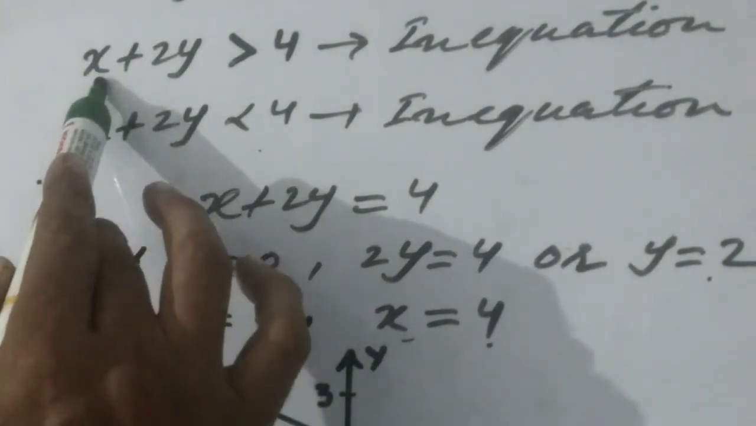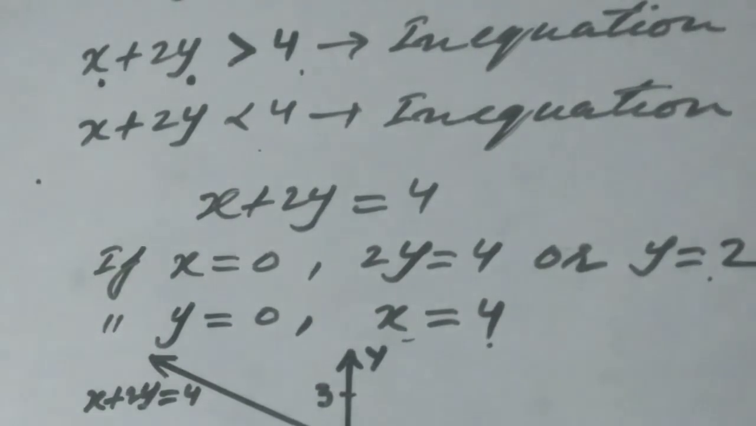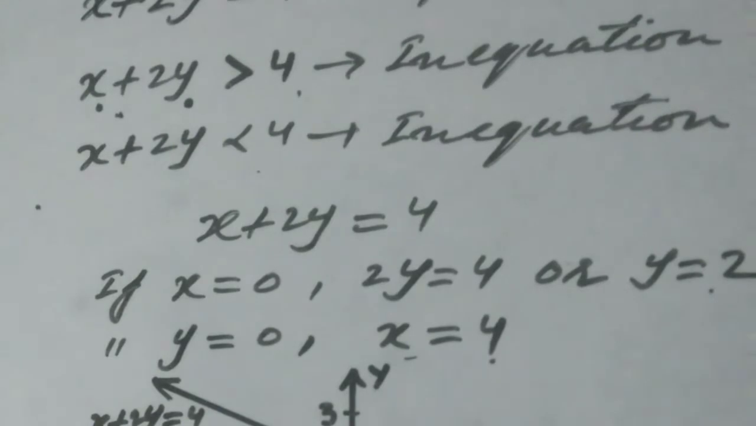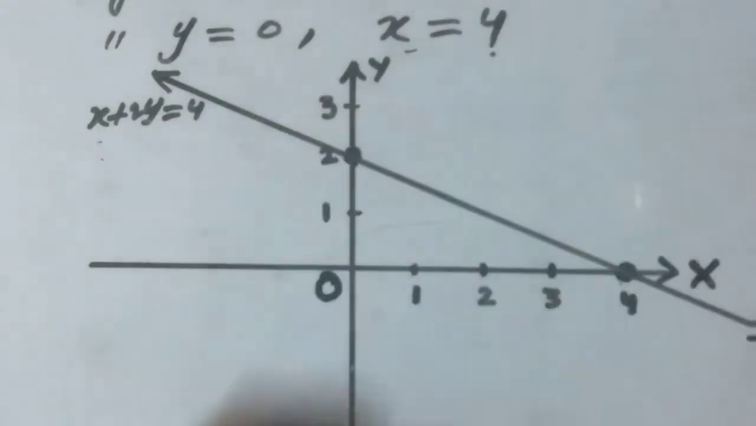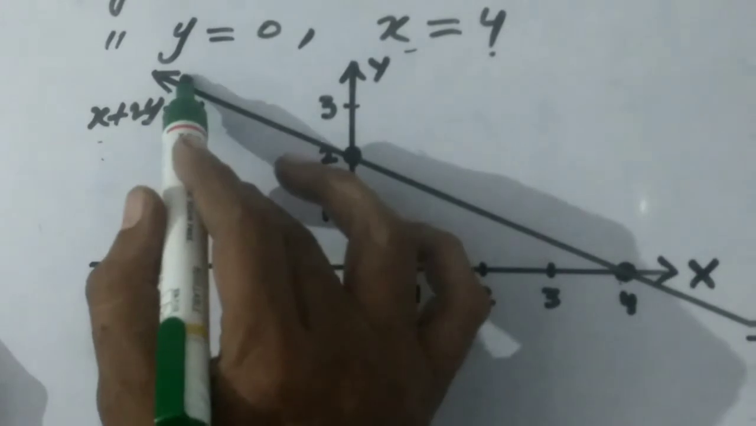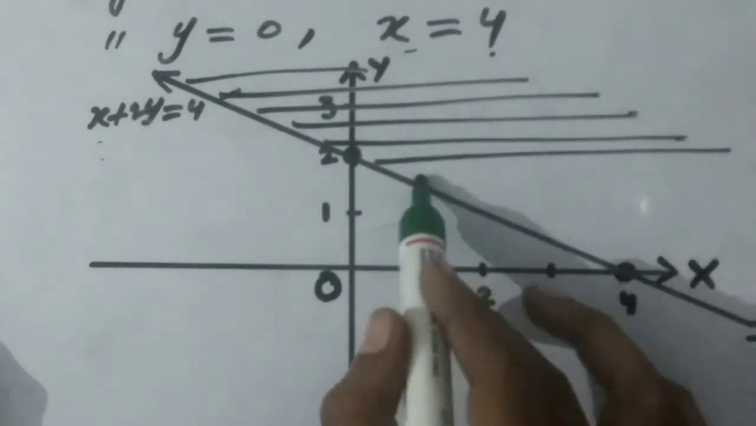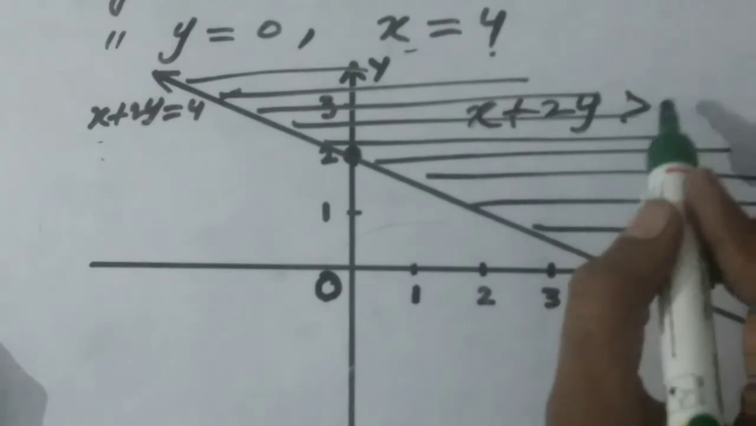So if we substitute x is equal to 0 and y is equal to 0 in this inequation, we have 0 is greater than 4. And we know well 0 is not greater than 4. So this is a false statement. So that means this inequation will represent the region divided by the straight line x plus 2y is equal to 4, and that region does not contain the origin. As we see, this region contains the origin and this region does not contain the origin. So this inequation will represent the region in which the origin does not lie. So this region is represented by the inequation x plus 2y is greater than 4.